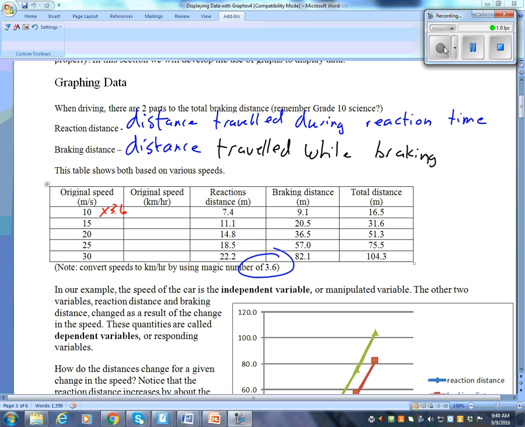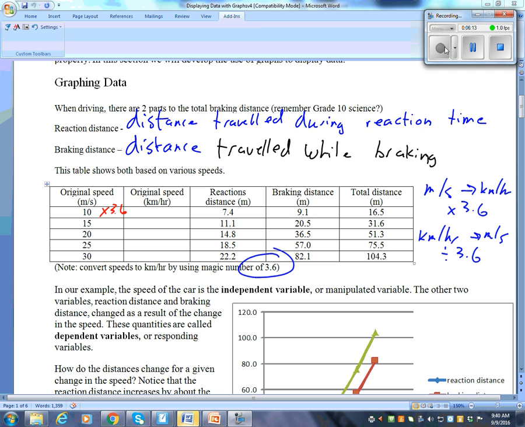You were supposed to have done them all. Let's make a note here in the margin. If you're going from meters per second to kilometers per hour, you're going to multiply by 3.6. You have to make it a bigger number. And if you're going from kilometers per hour to meters per second, you're going to divide by 3.6.